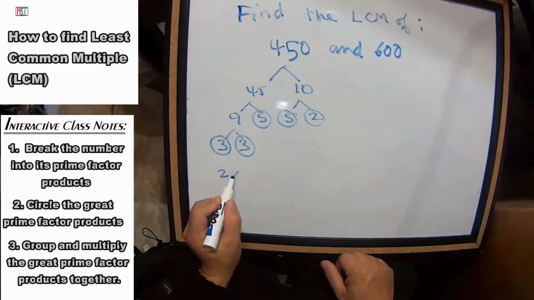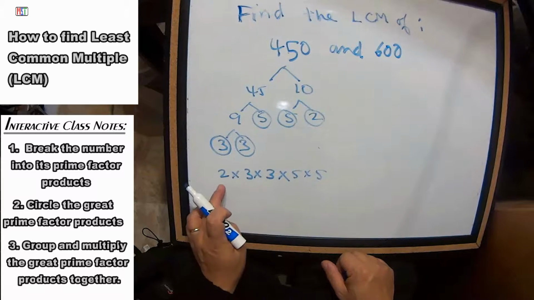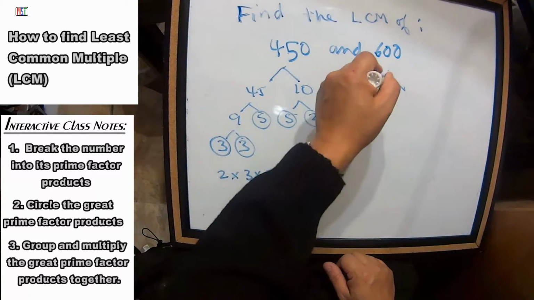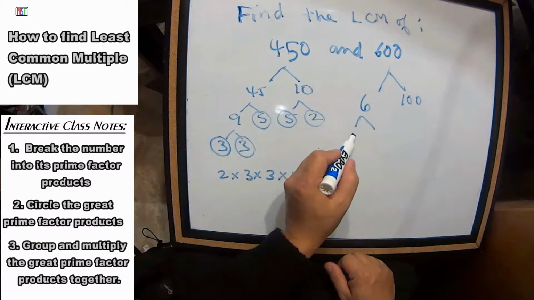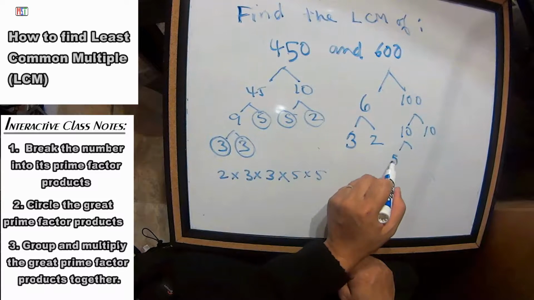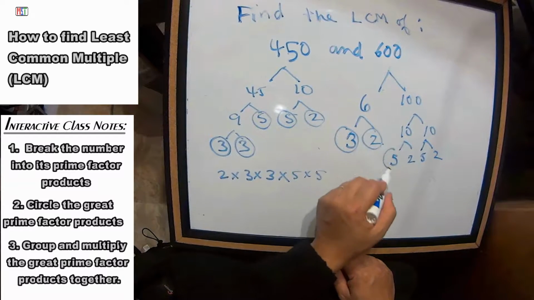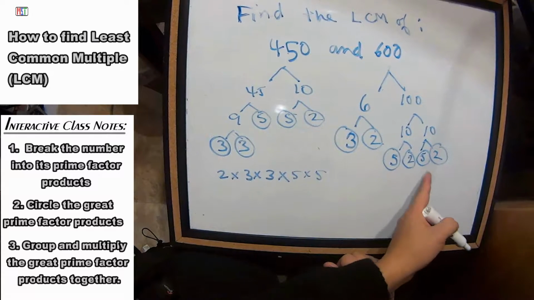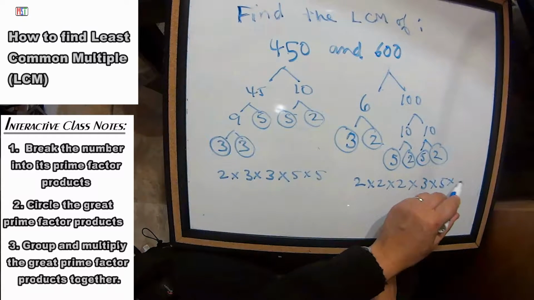So the prime factors for 450 are the following. We have a 2, two 3s, and then two 5s. Okay, so 2 times 3 times 3 times 5 times 5. These are the prime factors for 450. Look at 600. We have 6, whose prime factors are 3 and 2, and 100 is 10 times 10, and the prime factors for 10 are 5 times 2 and 5 times 2. So the prime factors for 600, we have 2, 2, 2, 3, and then 5, 5. So 2 times 2 times 2 times 3 times 5 times 5.